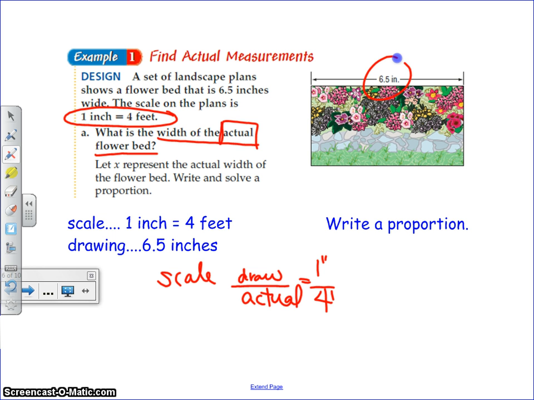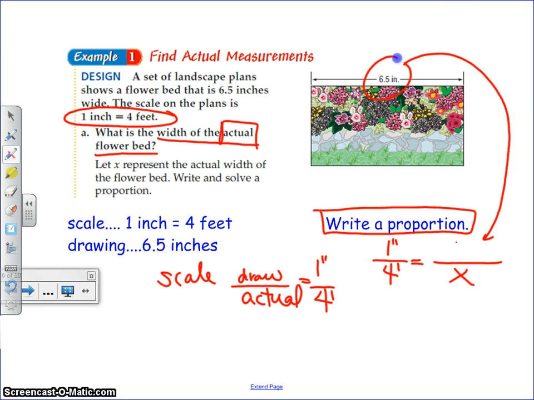All right? To solve this, we're going to write a proportion. 1 inch, which is the scale or the drawing, over 4 feet, which is the actual. And now we have to think, okay, what is the actual width of the plan? That's what we don't know, so that's going to be x. What is the width on the drawing? It's 6.5 inches. Here we have the drawing over the actual.